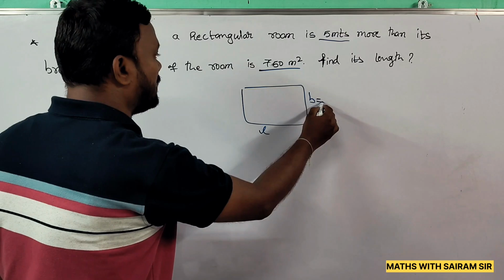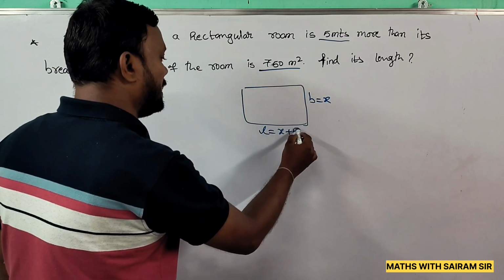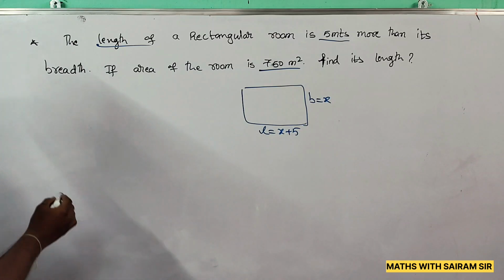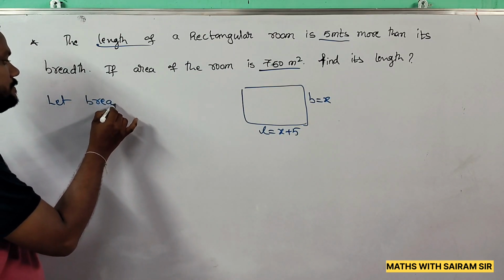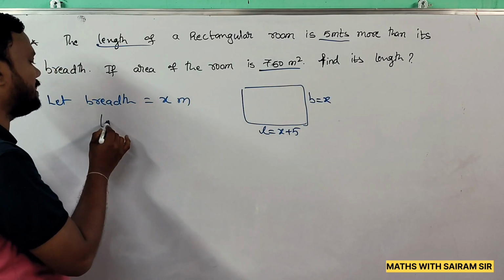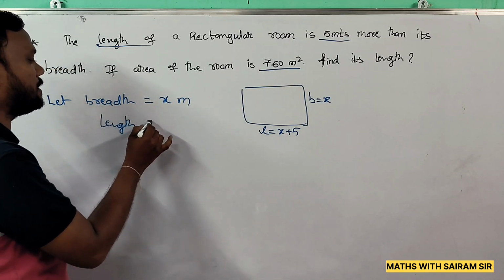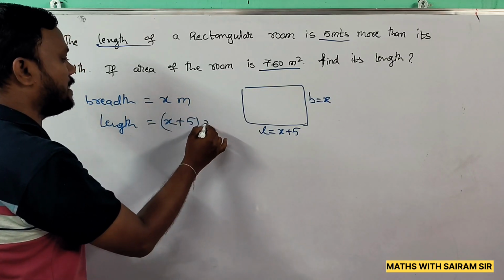That means if I suppose that breadth as x, then length becomes what? 5 more than the x, that is x plus 5. So let breadth as x meters, then length becomes what? 5 more than this, that is x plus 5 meters.